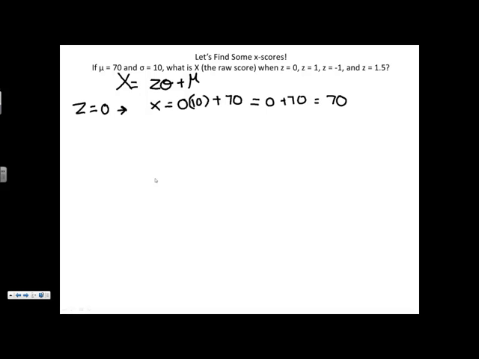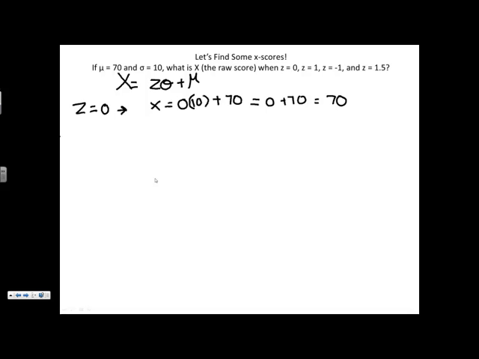Now, I could have known this without doing any math whatsoever because, again, anytime a score is equal to the mean, the z-score is 0. So I should have known right off the get-go that if the z-score is 0, then whatever x I'm looking for is equal to the mean, and the mean is 70.